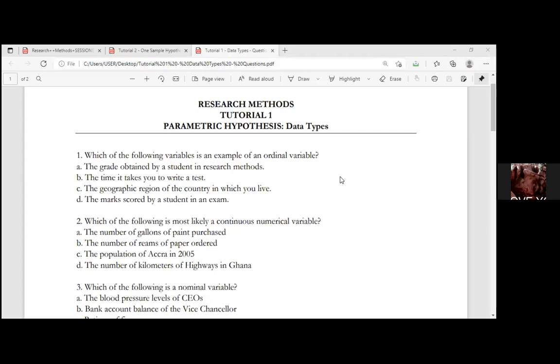Now, see the geographic region of the country in which you live. The geographic region of the country in which you live.